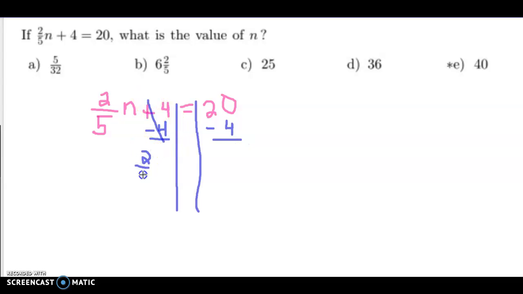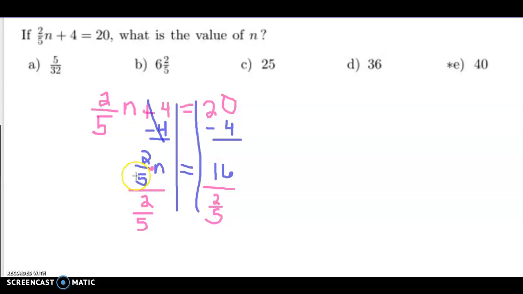I'm left with 2/5 n on the left side. Bring down my equal sign, and then 20 minus 4 is 16. Well, now don't get nervous. Just because you see a fraction, the 2/5 is still attached to the n by multiplication. And the opposite of multiplication is still division. So all I'm going to be doing now is dividing both sides by 2/5. Doesn't matter if it's a fraction, we can still handle that.